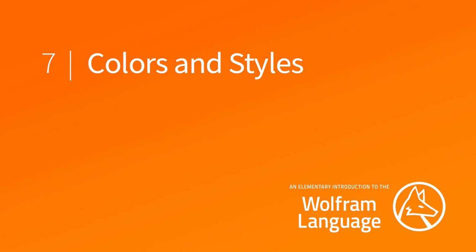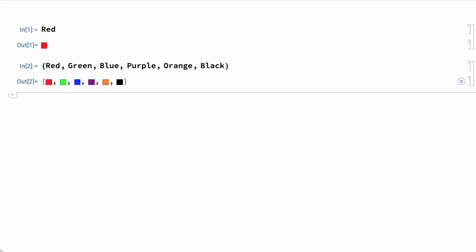Section 7 is about controlling color and other aspects of the style of things in the display. Starting with color, many common colors can be referred to by their names. For example, the name red represents the color red. Here is a list of several named colors.